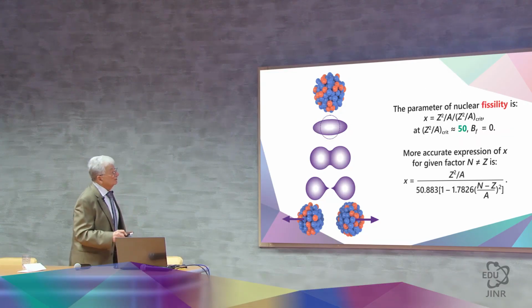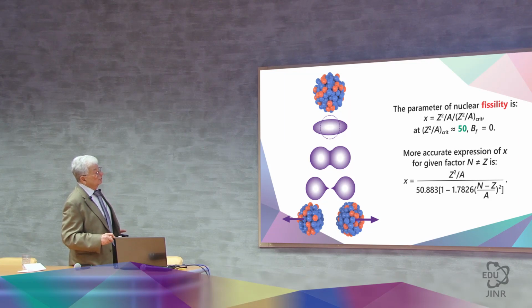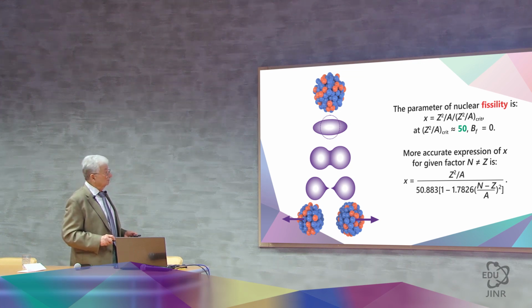A more precise expression is written here, which takes into account that not only protons are in the nucleus, but also neutrons. So a correction for neutrons has been made. And then the fissility of the nucleus, which we denote by x, is Z squared over A divided by 50.883, plus this correction term, which contains the number of neutrons.